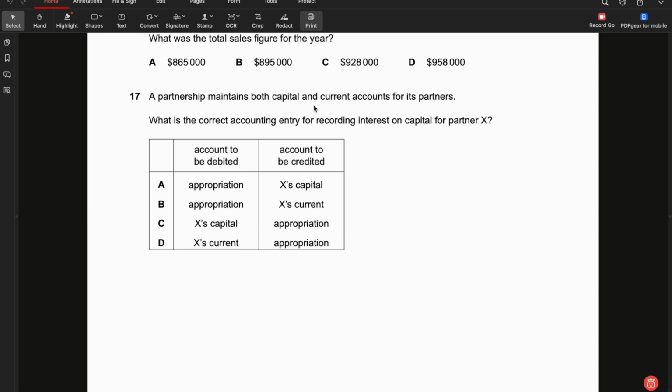Now this money is coming from appropriation account, because interest on drawings, interest on capital, partner salary, and then share of profit will be given through appropriation account. So your correct journal entry out here is appropriation account is to be debited and X current account should be credited. So option B is your right answer.